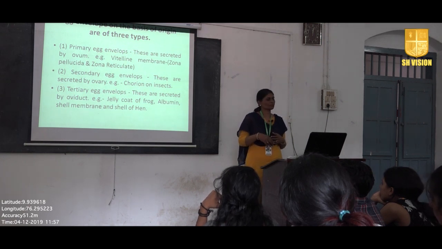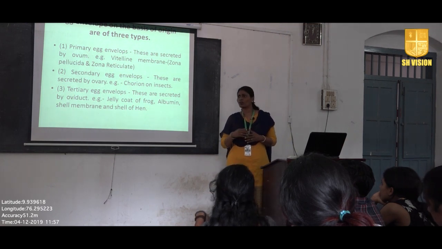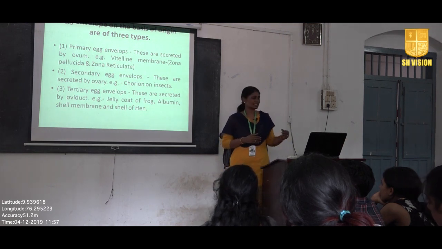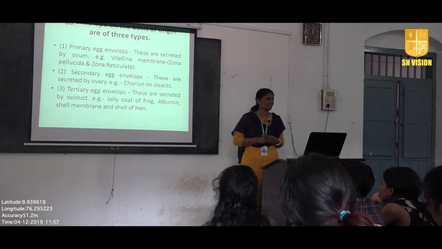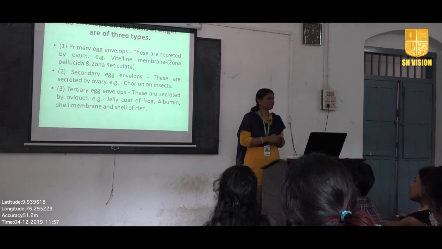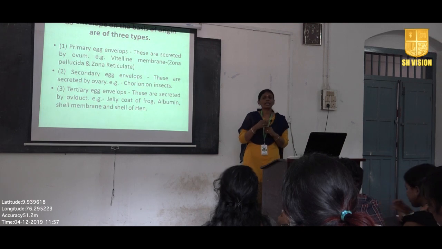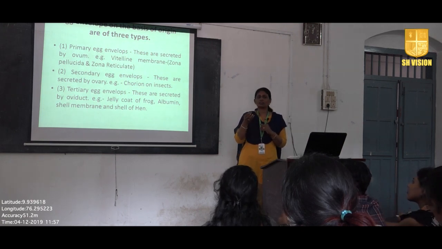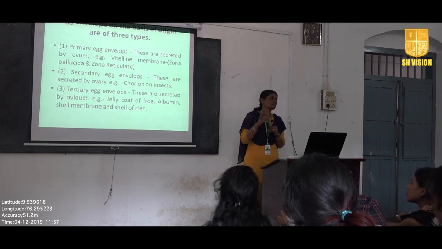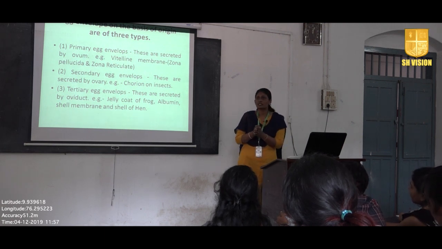The second one, that is known as corona radiata or chorion in insects, and that is secreted by the ovary as a protective layer over this ovum. And the third one you usually find in forms where the fertilization of the egg depends on the mercy of nature, where it requires additional support.